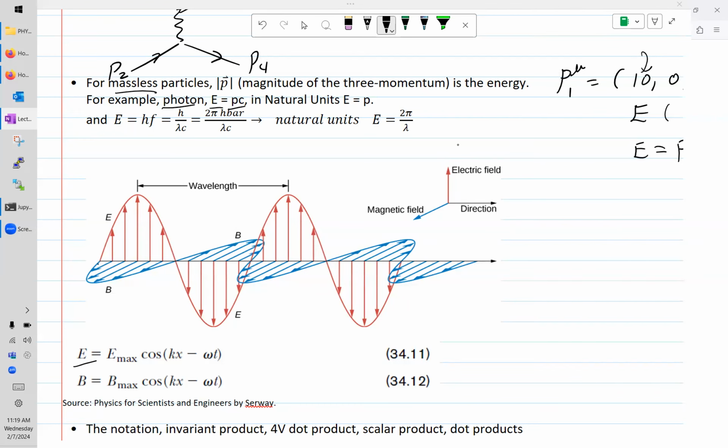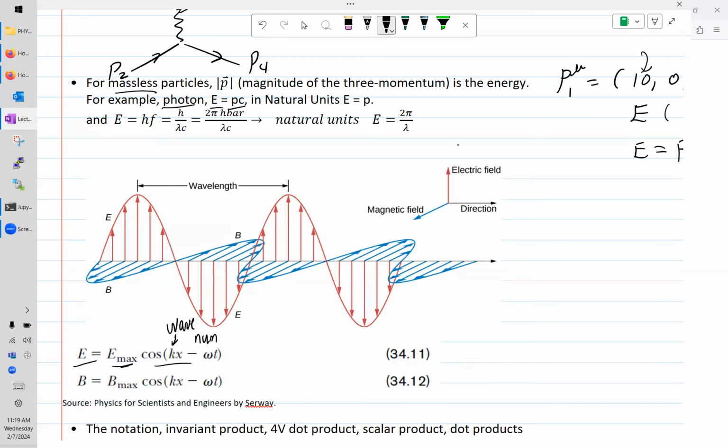The way we describe this electromagnetic wave is that there's some amplitude of this electric field times some cosine function, and this cosine function is described by kx minus omega t. Does anyone remember what k stands for? The wave number. Yeah, this is a wave number.